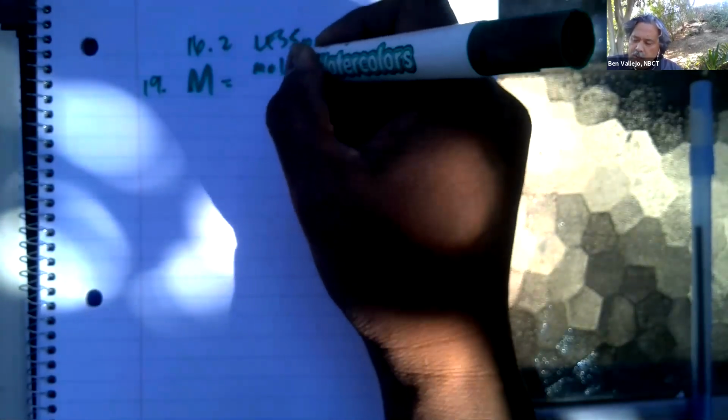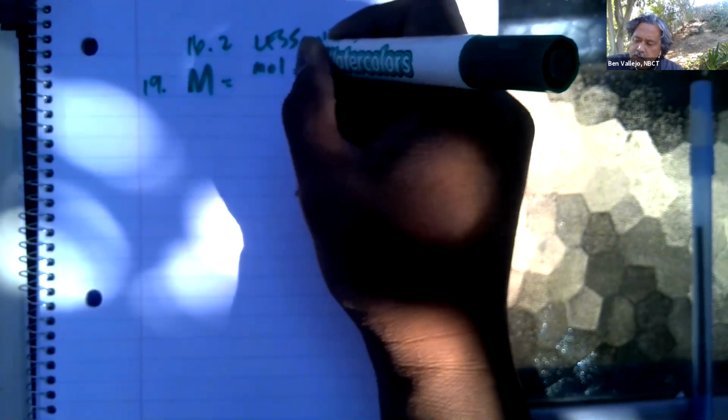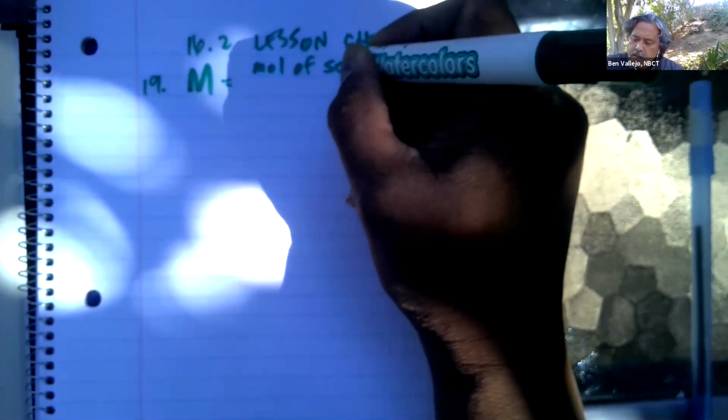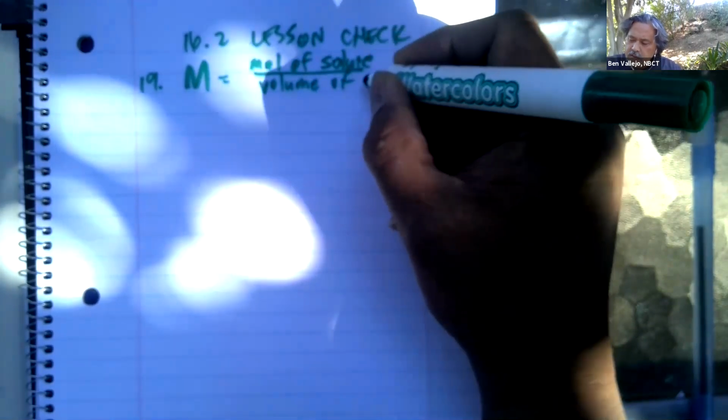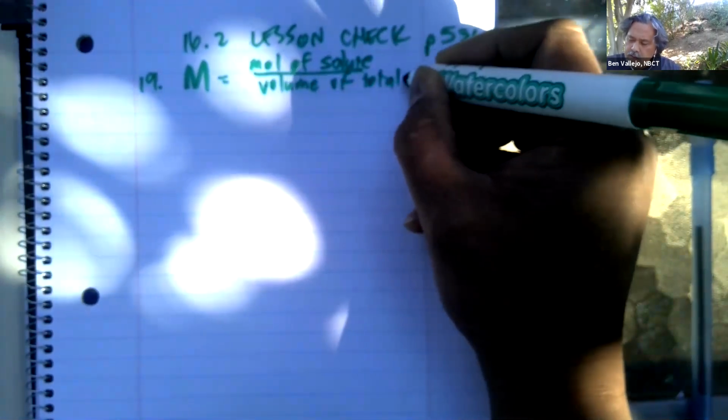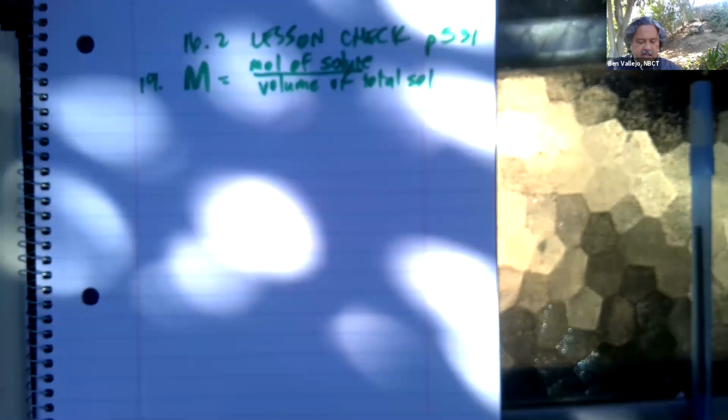Remember what we talked about. How do you calculate molarity of a solution? Molarity, capital M, is equal to the number of moles of solute divided by the volume of the total solution. Okay, so that's number 19.